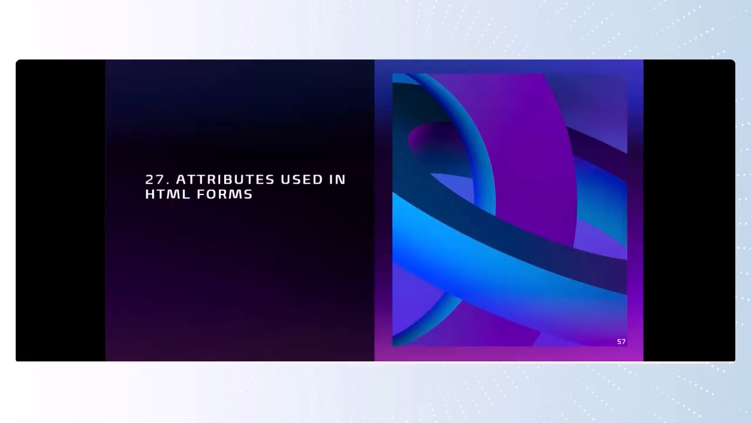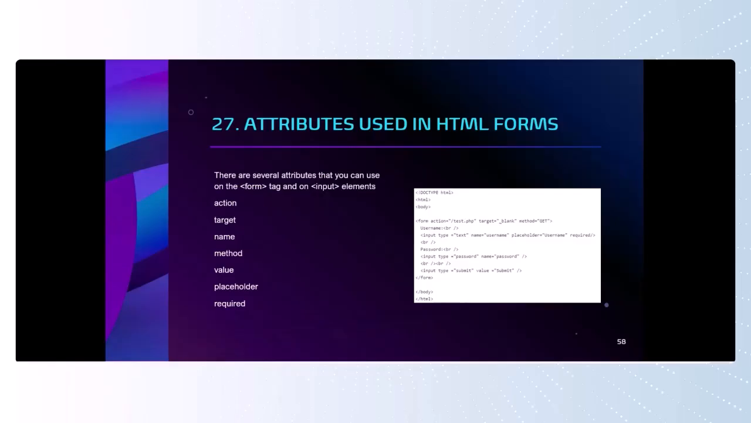Attributes used in HTML forms. So some attributes that are used in HTML forms are the action, target, name, method, value, placeholder, and required.